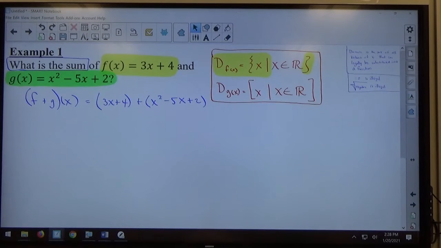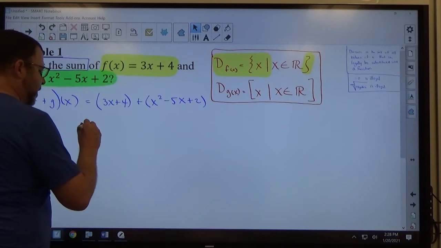That's all f plus g of x means. Add the two functions together, the expressions that those functions are. F of x is this expression, 3x plus 4. G of x is the expression x squared minus 5x plus 2. Add them together using good algebra.